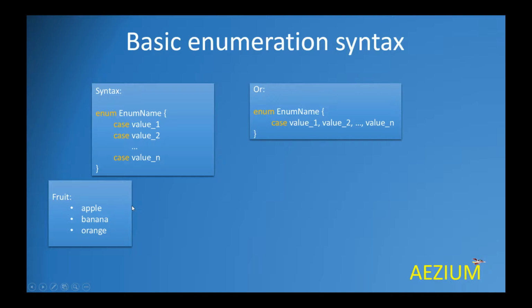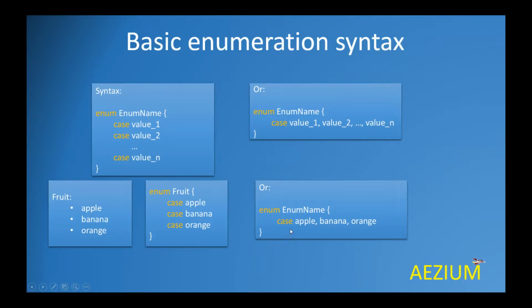Let's go back to one of our previous examples, fruit. How would we show this as an enumeration type in Swift? This is the way it could be done. We start with the keyword enum as above, and the enum name is going to be fruit in this case, and the different cases would have three different values: apple, banana, and orange. Alternatively, if we want to list all of these on a single line, we can use this format like this.